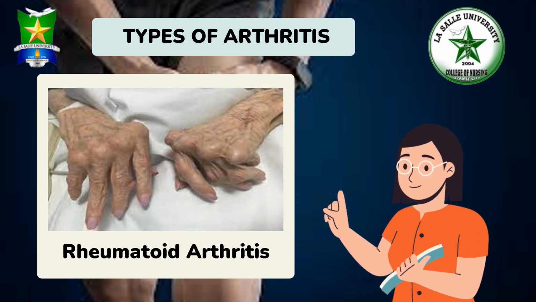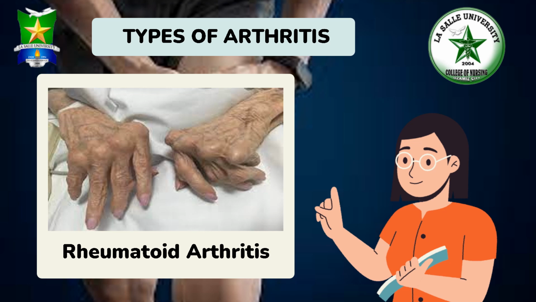Rheumatoid arthritis, or RA, is an autoimmune and inflammatory disease, which means that your immune system attacks healthy cells in your body by mistake, causing inflammation and painful swelling in the affected parts of the body. RA mainly attacks the joints, usually many joints at once.